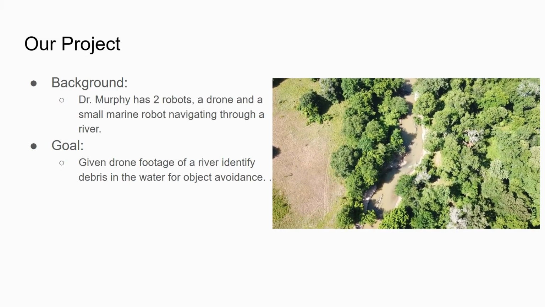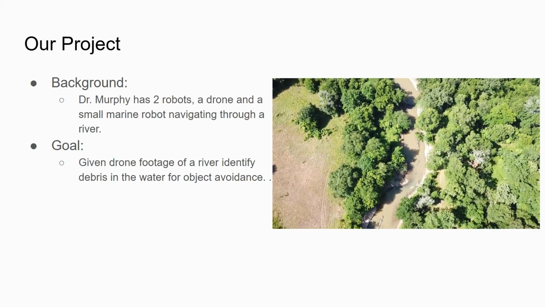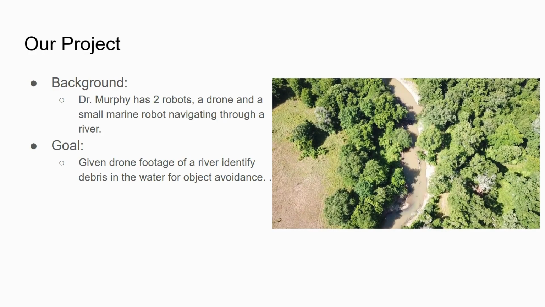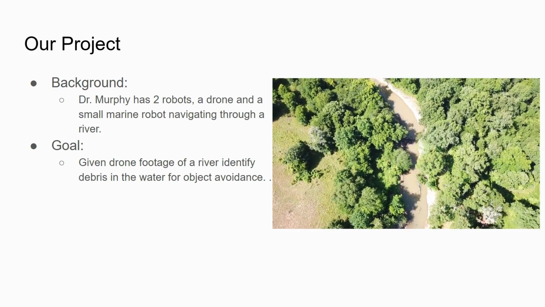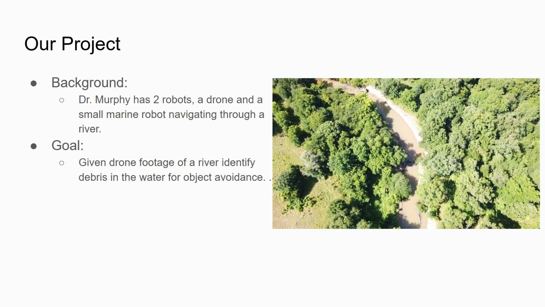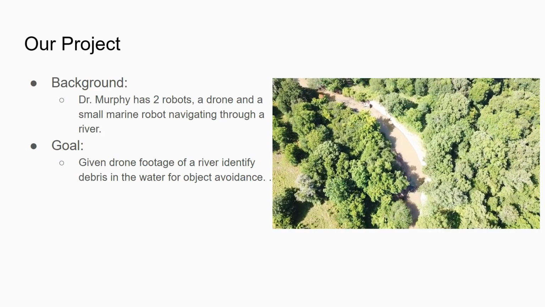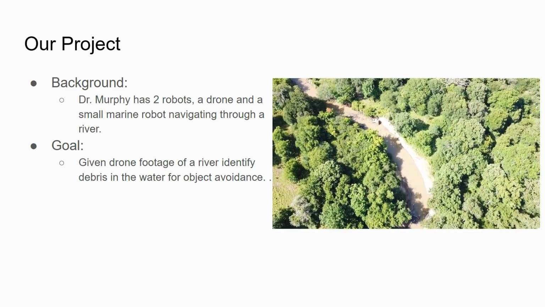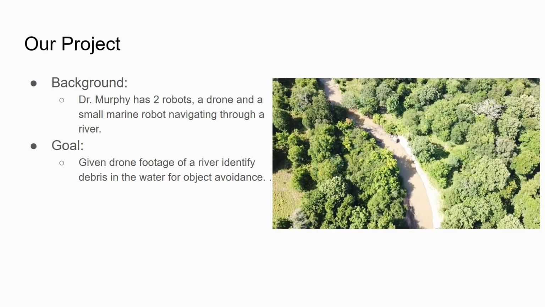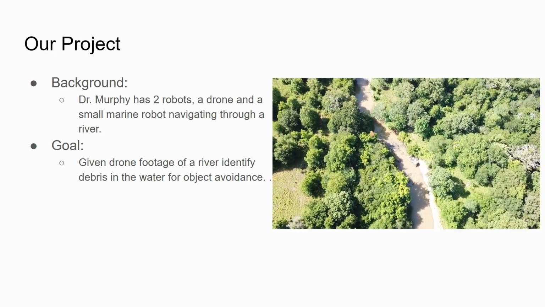So for some context, Dr. Murphy has two robots, one being a drone and the second one being a small marine robot that is navigating through a river. The goal for us is to use the footage collected by the drone to identify debris in the river, and we can later send this information back to the marine robot for object avoidance.